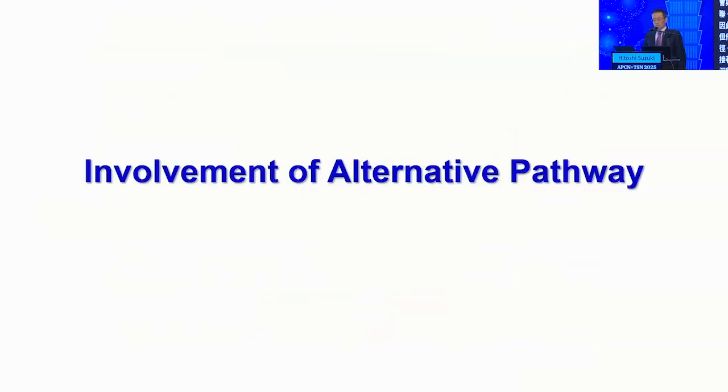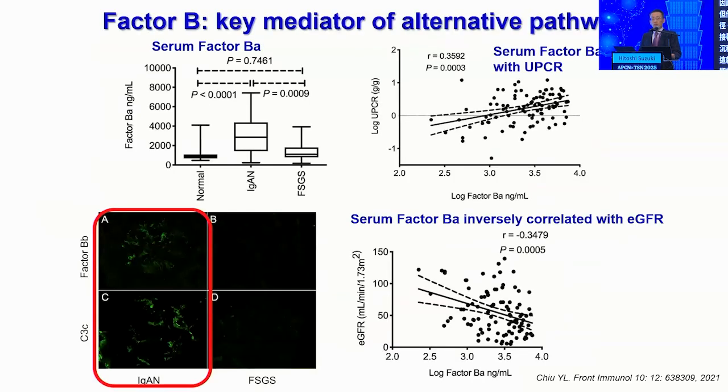So let's think about the involvement of the alternative pathway in IgA nephropathy. Factor B is a key mediator of the alternative pathway. As shown here, the serum level of factor B is increased in patients with IgA nephropathy compared with other glomerulonephritis, and serum factor B is associated with proteinuria and inversely correlated with eGFR.